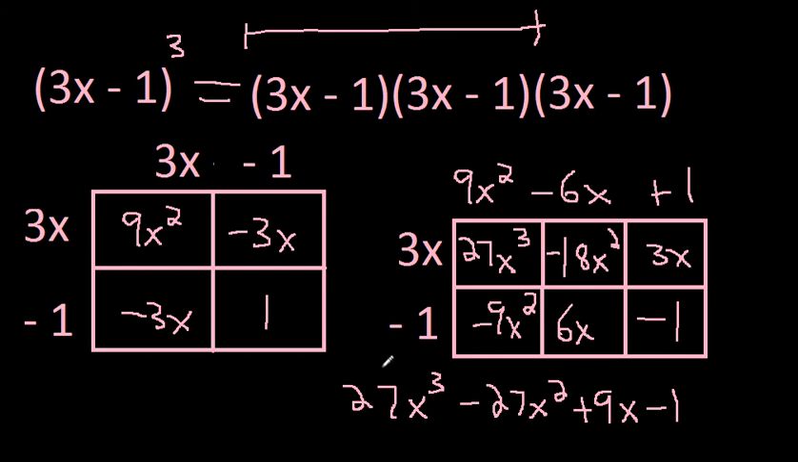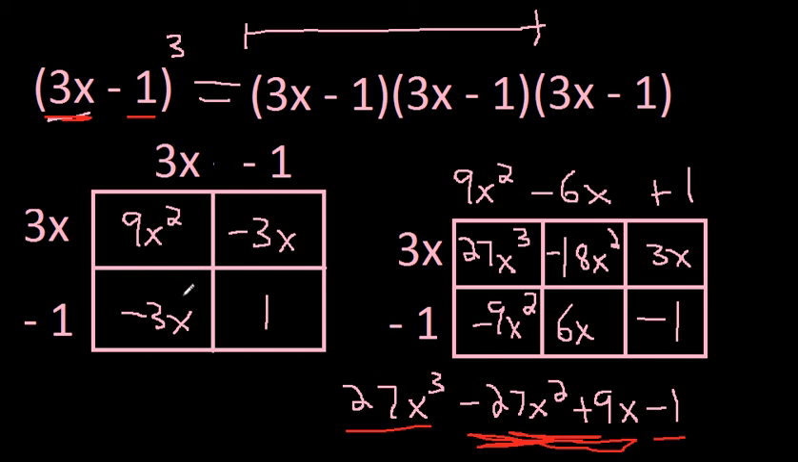This is not the same thing as just cubing 3x and cubing minus 1. So if I cubed those two things, I would have gotten these two terms. That's 3x when you cube it, and this is minus 1 when you cube it. But I would have missed these two other very important terms. So you won't get the full answer unless you do all the multiplication steps together.